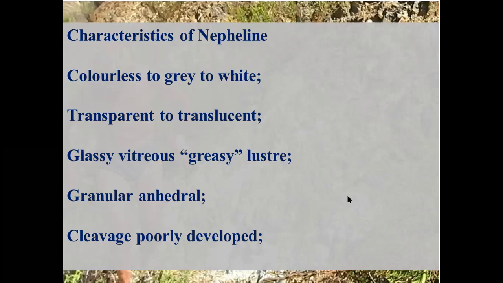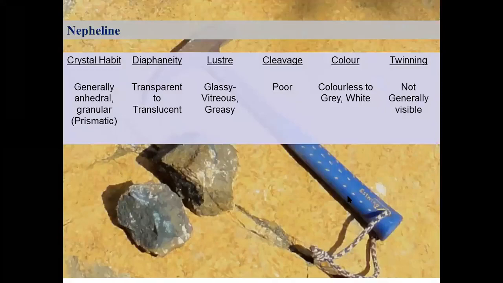So putting that into our current format now, as we've been building up this way of describing in a tabular form: anhedral, generally granular. It can have this somewhat prismatic appearance, transparent to translucent, greasy. Remember that Nephilim is greasy, poor cleavage, colourless to grey. It does have twins, but you won't see them. Very, very, very rarely will you see the twinning in Nephilim.